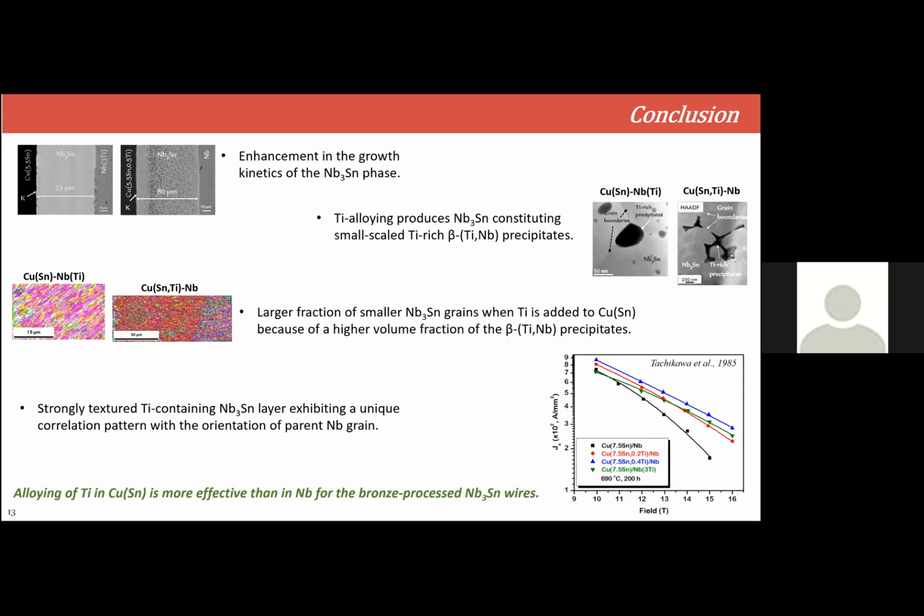There is a strongly textured titanium-containing Nb3Sn layer, which exhibits a unique pattern with the orientation of the parent niobium grain. In the bottom right corner, you could see a JC plot where, when titanium was added to copper-tin, it has a higher critical current density in comparison to titanium addition to the niobium. So the key take-home message is that alloying of titanium in bronze is more effective than when it is added in niobium for the bronze-processed Nb3Sn wires.